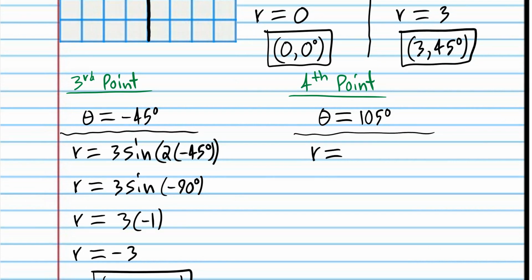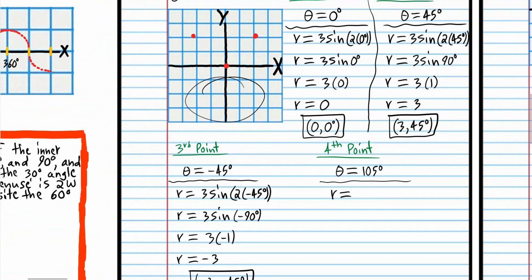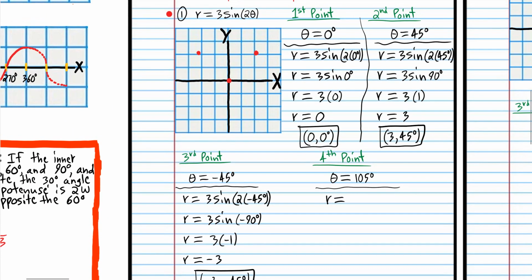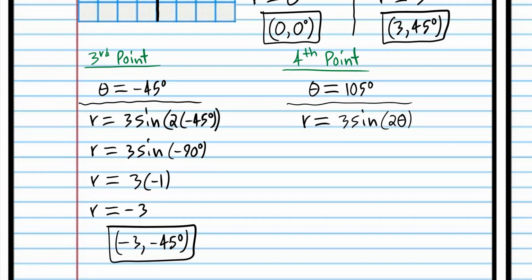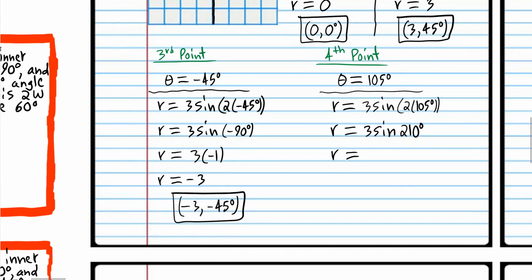You don't really have to find points down here. We have our graphing calculator to help us. But I just want to demonstrate how to find some of the points in the third and fourth quadrants. So we're going to plug in 105 for theta, 105 degrees, and then we get 3 times sine 210 degrees, and this is where we need to go to our special triangles.